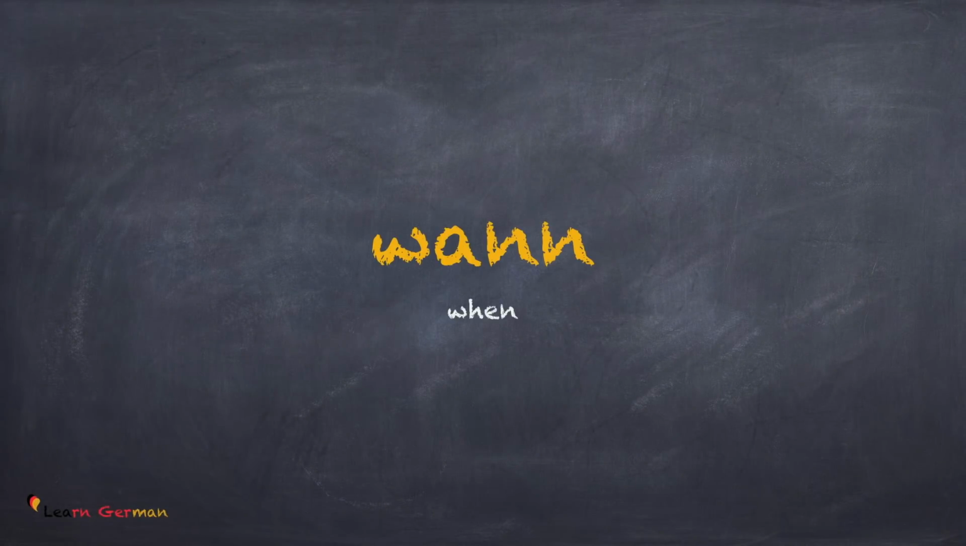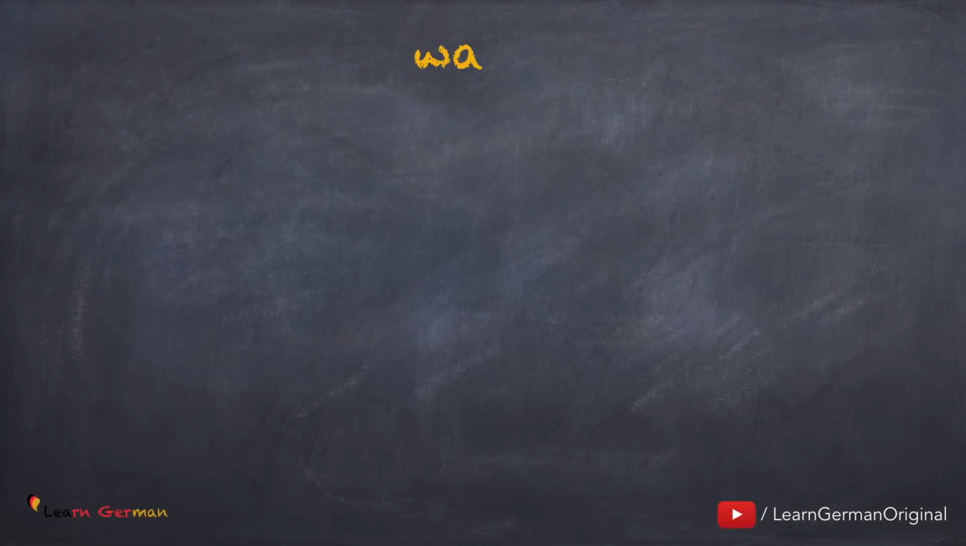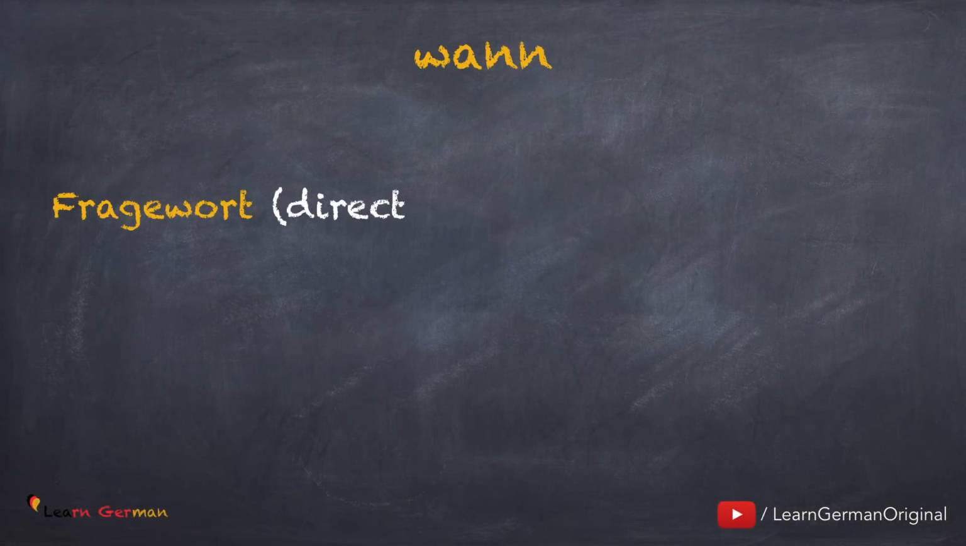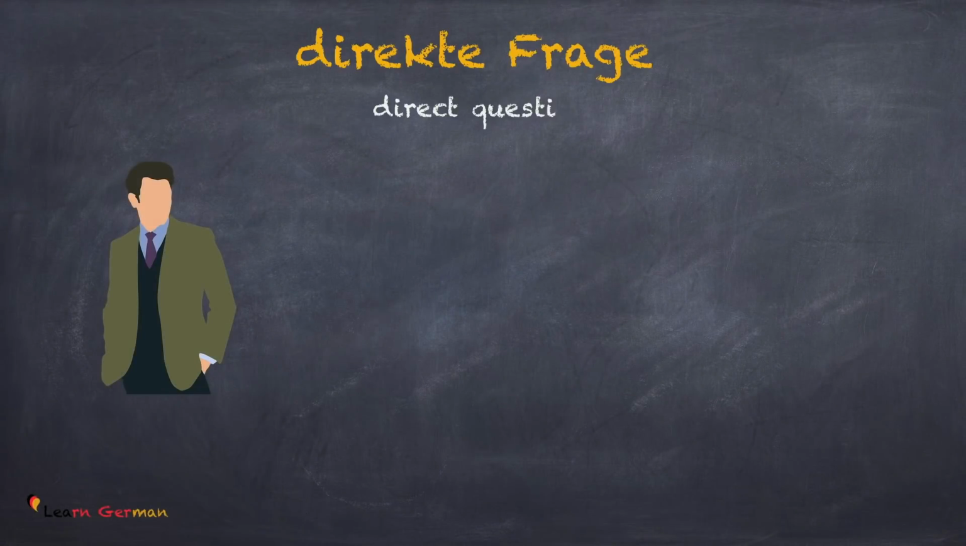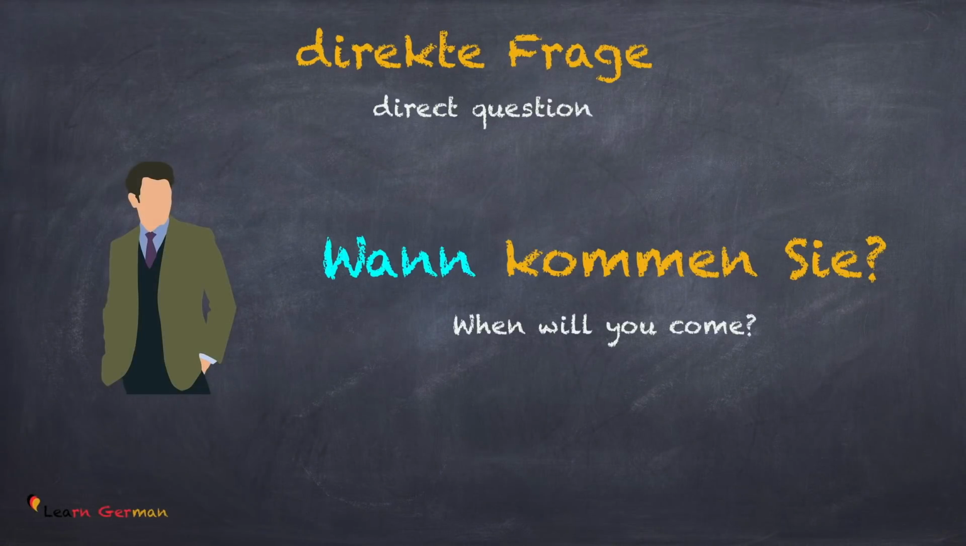Let's move on to wann. Let's see when to use wann. Wann is also a Fragewort. That means it can be used in direct or indirect questions. It is basically interrogative and asks at what time something is taking place. Let's look at a few examples. Let's first do a direkte Frage. Wann kommen Sie?